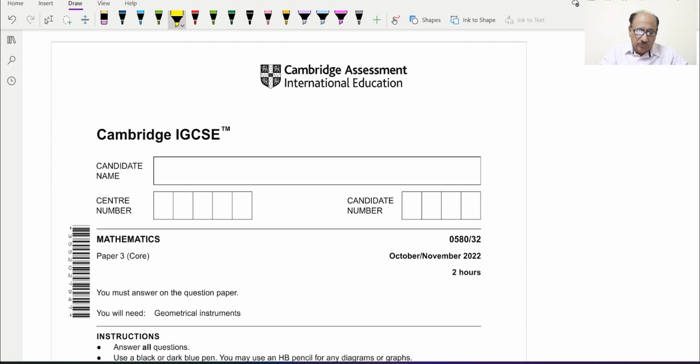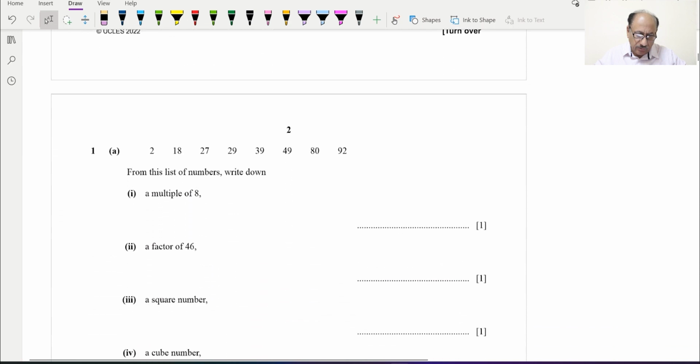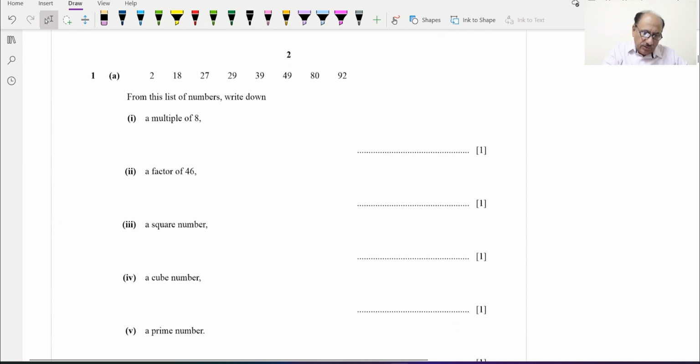Hello everyone, today we'll be going through Cambridge IGCSE Mathematics Paper 3 Core 0580/32, October/November 2022. Let us move to question number 1. Question 1A says, from the list of numbers write down a multiple of 8.